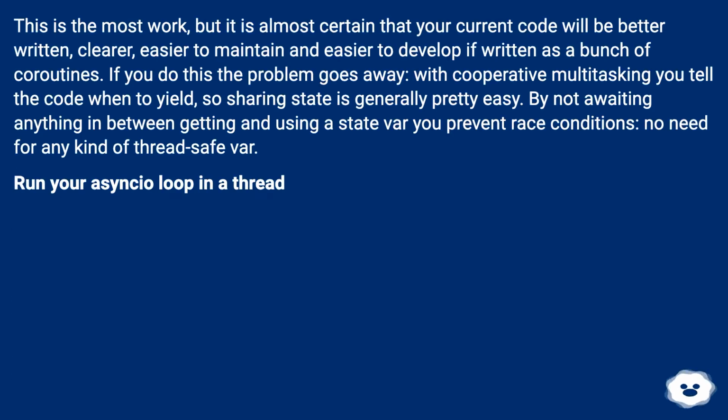This is the most work, but it is almost certain that your current code will be better written, clearer, easier to maintain and easier to develop if written as a bunch of coroutines. If you do this, the problem goes away. With cooperative multitasking you tell the code when to yield, so sharing state is generally pretty easy. By not awaiting anything in between getting and using a state, you prevent race conditions, no need for any kind of thread-safe var.